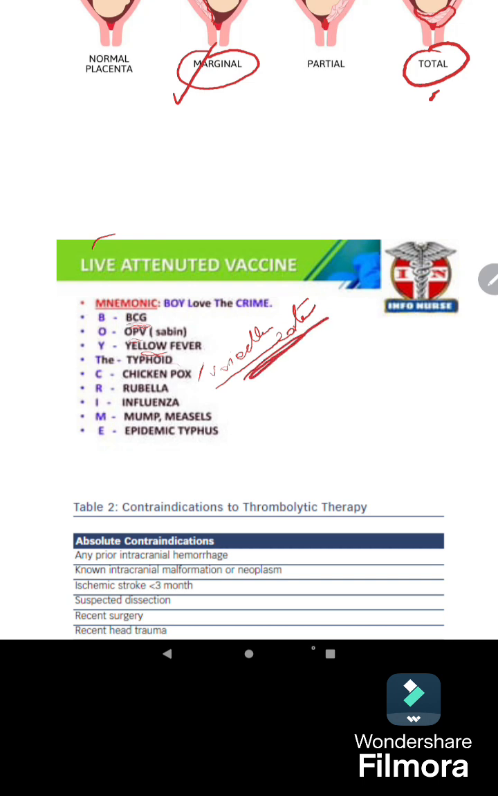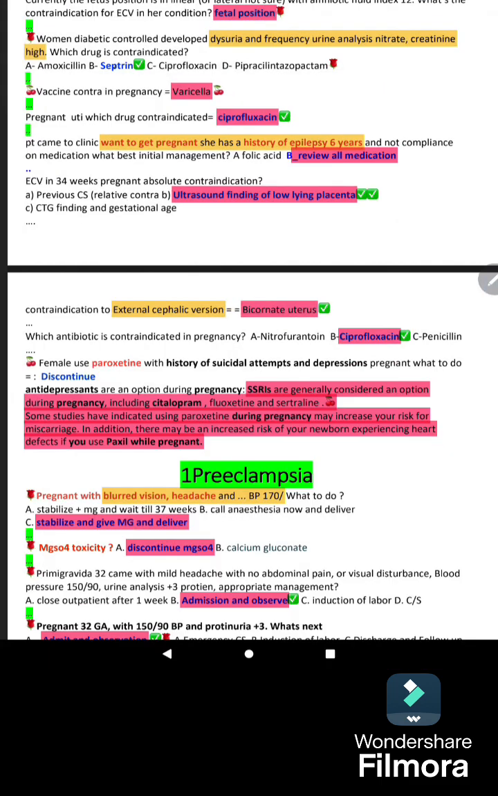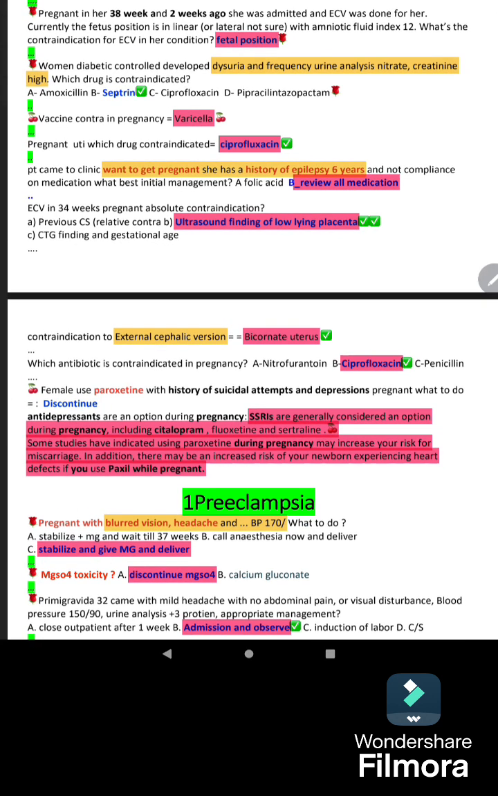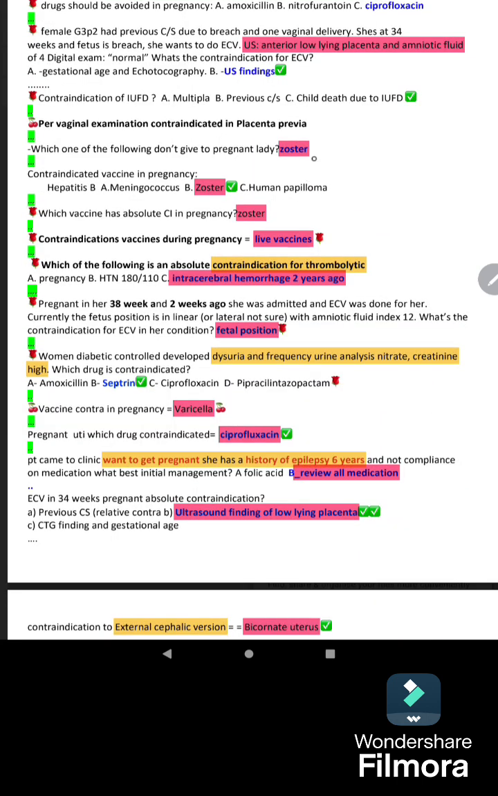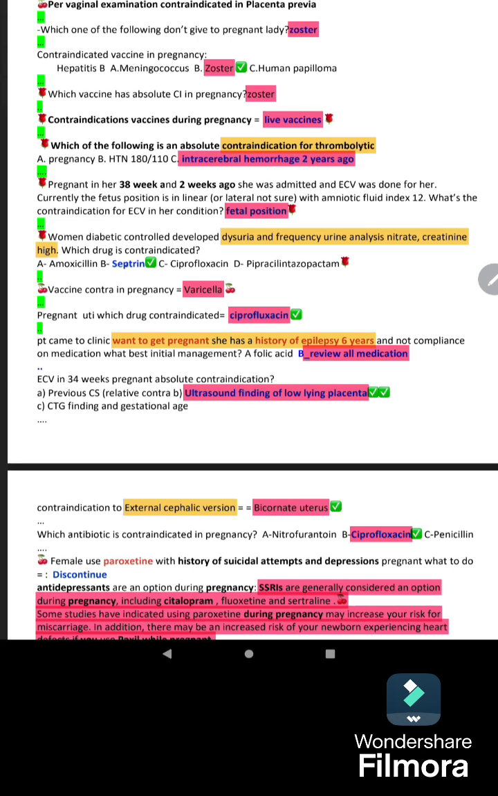We shall move back to the question. Here you can see everywhere varicella zoster is given as an option. Next we have a question: which one of the following is an absolute contraindication for thrombolytic? Pregnancy, hypertension, or intracranial hemorrhage of 2 years ago. Pregnancy and hypertension are both relative contraindications, whereas intracranial hemorrhage is an absolute contraindication.